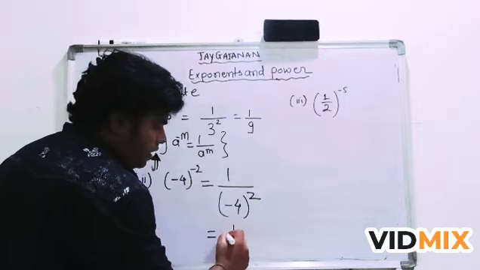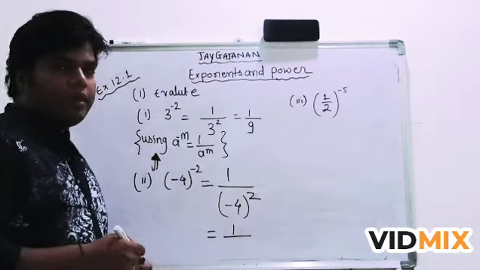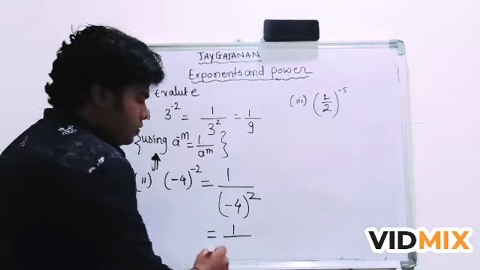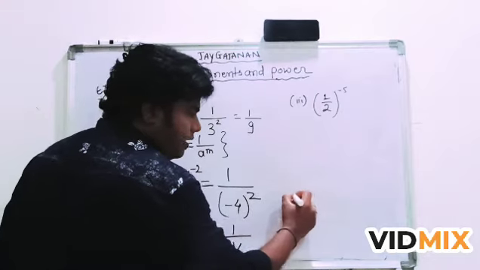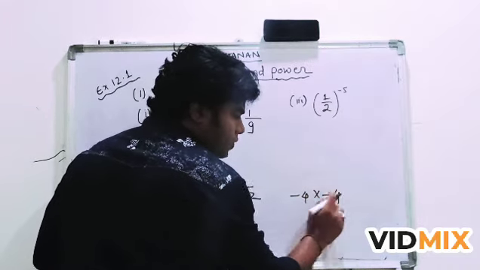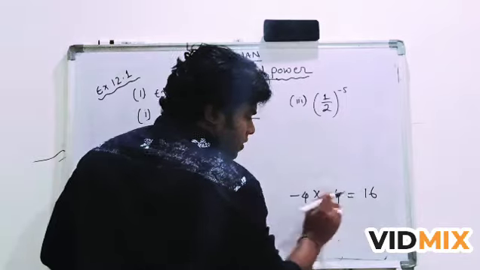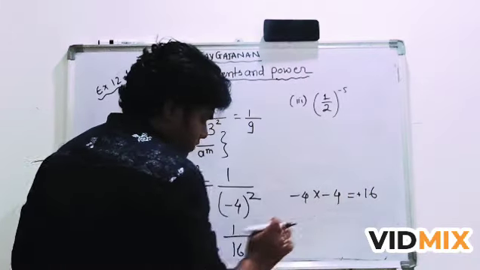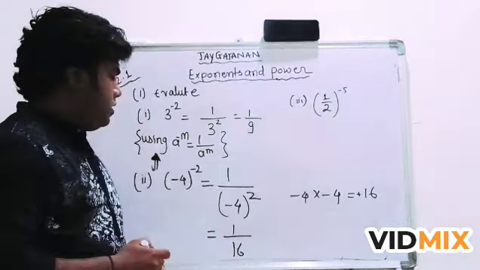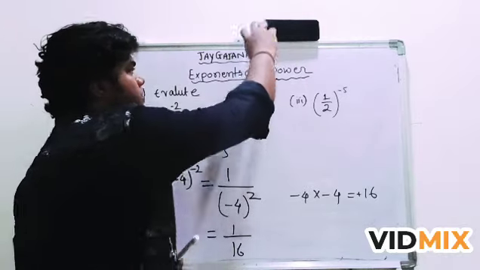This will become 1 upon 4 square, minus 4 square positive 16. So 4 square is 16. How does it come? Minus 4 multiplied by minus 4. 4 fours are 16 and minus minus will become plus. So therefore plus 16. So this is your answer to question number 2.